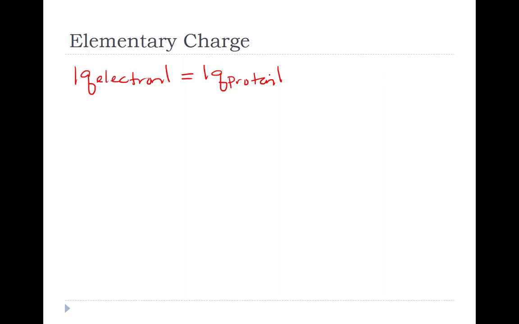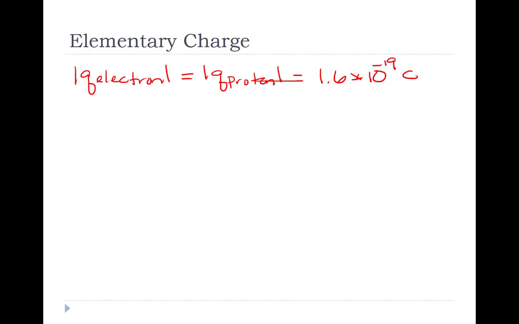So if I look at the magnitude of the charge of the electron or the magnitude of the charge of the proton, these two have the same magnitude of charge, and that's 1.6 times 10 to the minus 19 coulombs. So that C over there stands for coulombs.